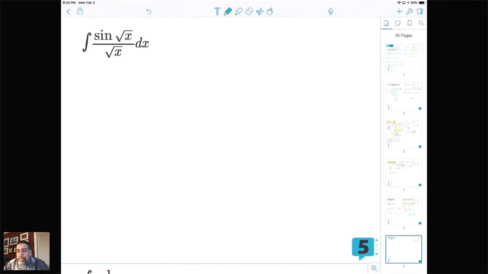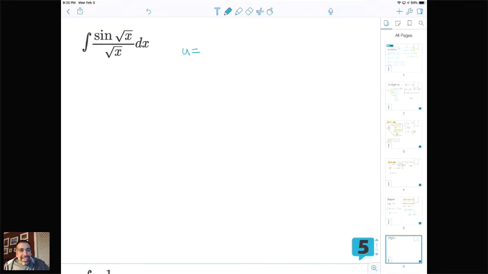This next example I want to show you is the integral of sine root x over root x dx. This is not one that we're supposed to know off the top of our head. This is not one that has any algebra or trigonometry available to us to manipulate. So this is one where we're going to want to do a u substitution again. So we're going to want to find our u.